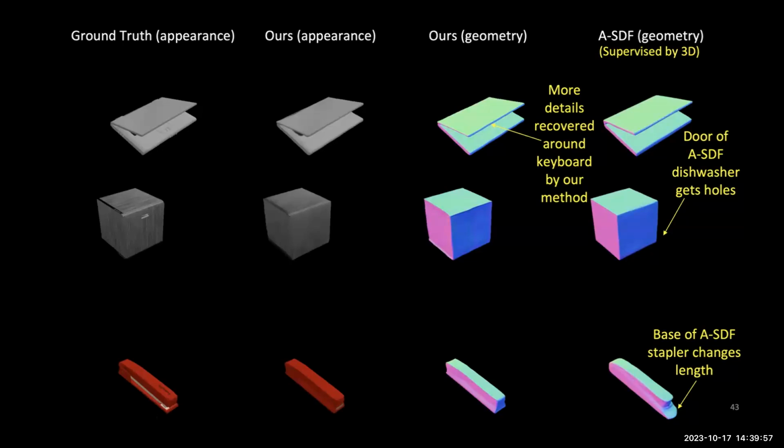And the last example is this closet with a mixed joint type. It has both a door and a drawer. And we can see from here, our method is able to produce, again, much smoother articulation throughout the animation. And the ASDF doors sometimes have intermittent holes.